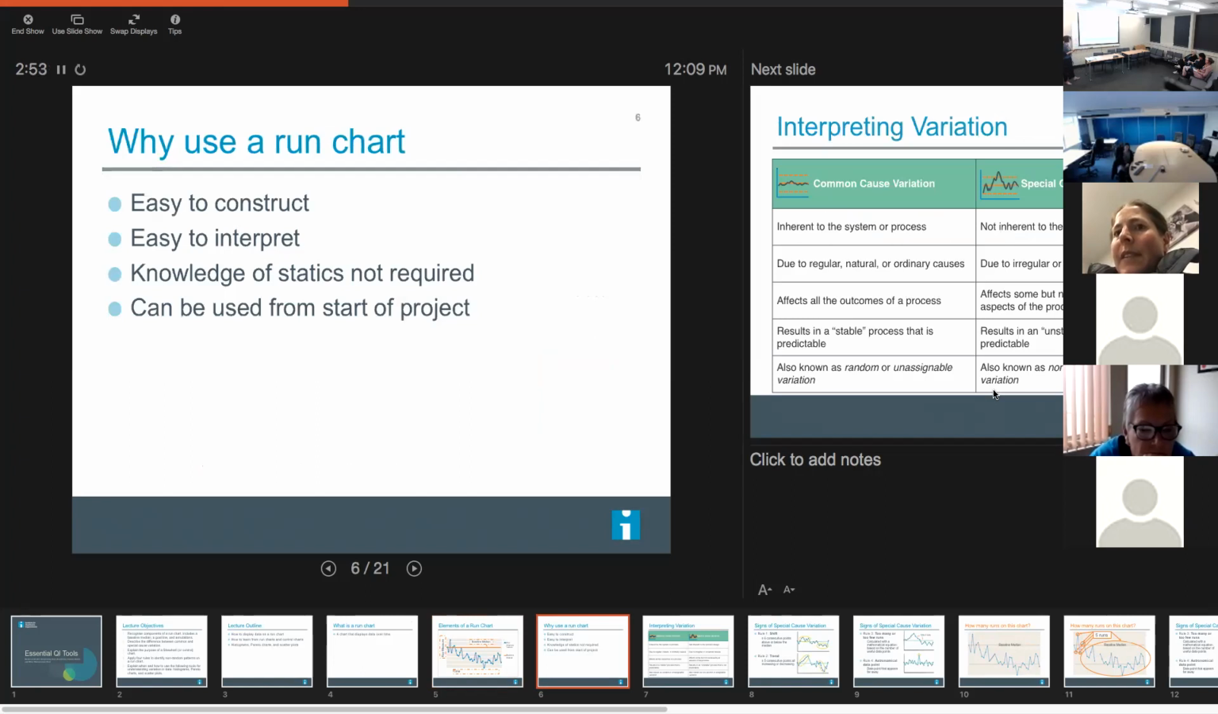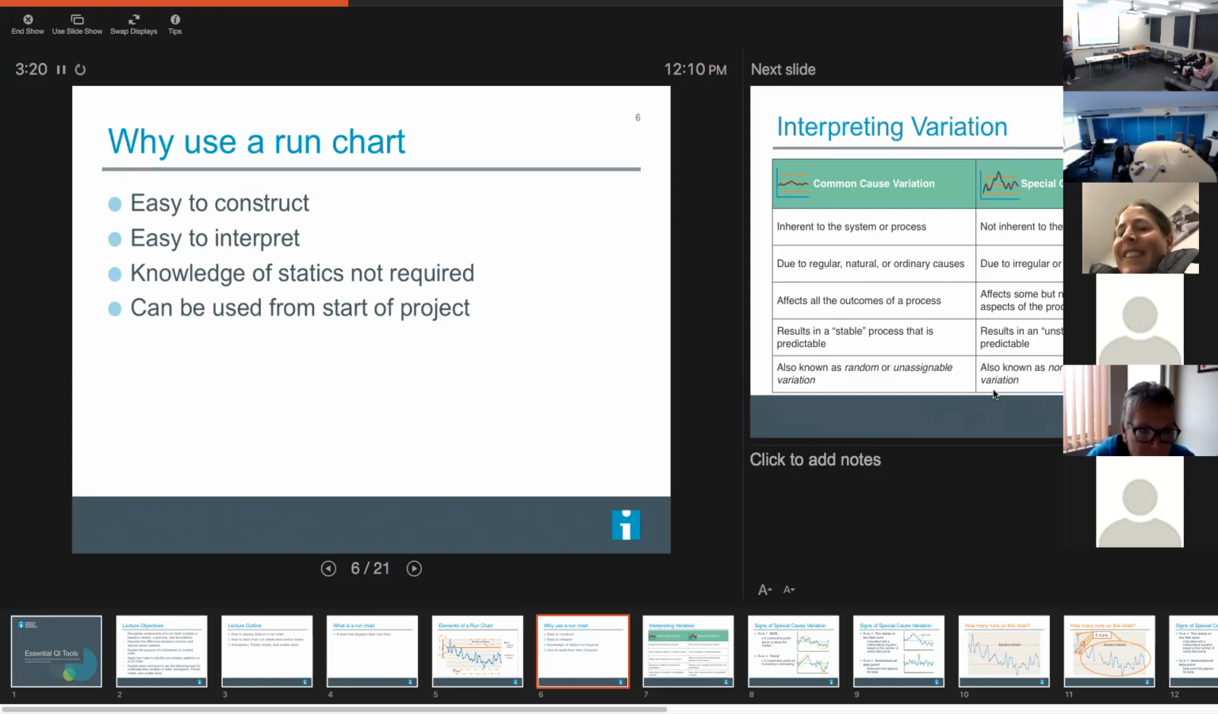Why we might use a run chart is they're really easy to construct. You can use software, you can use Excel, you can use lots of things, or you can just use a piece of paper and plot it yourself. So they're really easy to do, really easy to interpret. You just look at it, and by the end of this, hopefully you can look at it and there'll be a story that you can learn from just looking at the data.